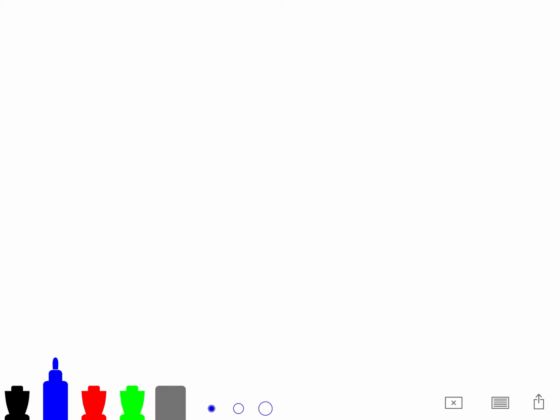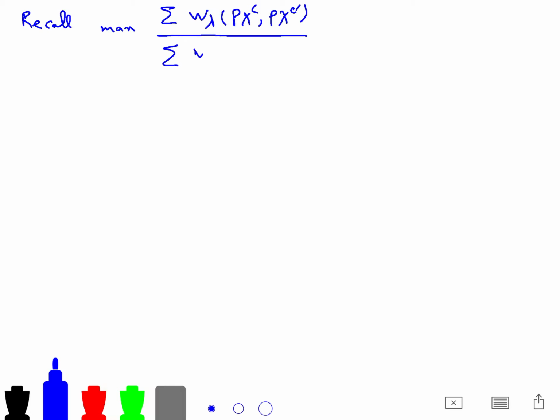Lincoln algorithm can be solved very efficiently on parallel architectures such as GPUs. And so recall that we want to maximize the Wasserstein distance of Pxc and Pxc prime over the sum of Wasserstein distances, right? You're doing this pairwise, and sum over all C and C prime.